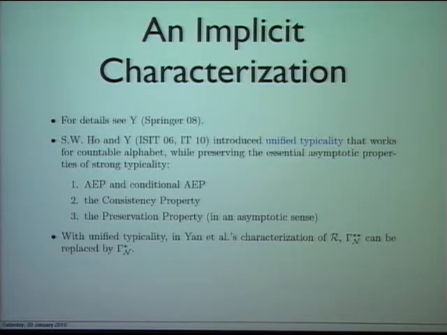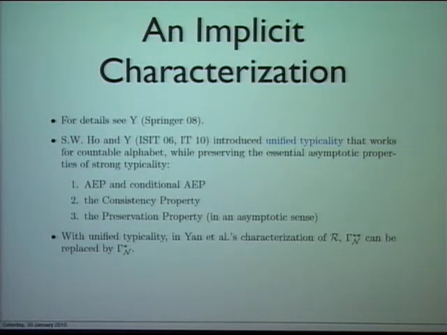This actually was in the PhD thesis of Ho, who was my student then. In his thesis, he introduced a notion called unified typicality that works for countable alphabets while preserving the essential asymptotic properties of strong typicality, namely that we have the AEP and also the conditional AEP. Okay, and there's also the consistent property. And consistent property means that if x, y is jointly typical, then x is typical and y is typical. Okay? And there's also the preservation property, not as neat as the finite alphabet case, but it holds in an asymptotic sense, which is good enough for doing the random coding in this multi-source network coding problem. Okay? In this multi-source network coding problem, essentially, we only need to invoke these three properties. Okay, if these three properties hold, then it goes through.